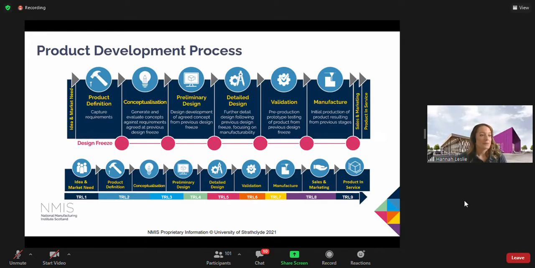So to kick off at a pretty high level in terms of design and product development, this diagram shows the stage-gated product development process we typically use loosely in NMIS. It starts from the spark of an idea on the left and follows the process all the way through to making that idea an in-service reality on the right.